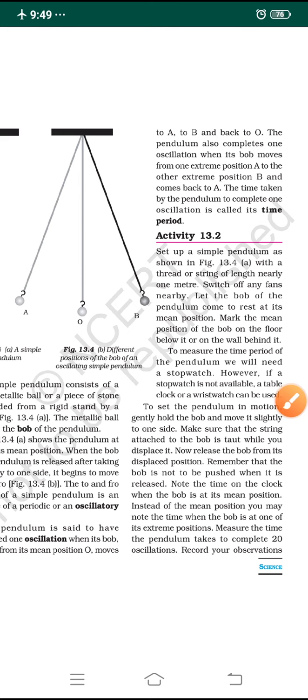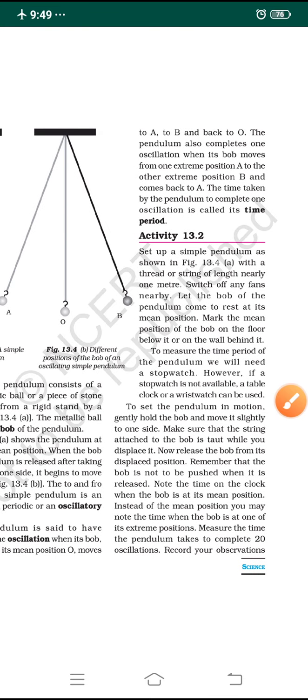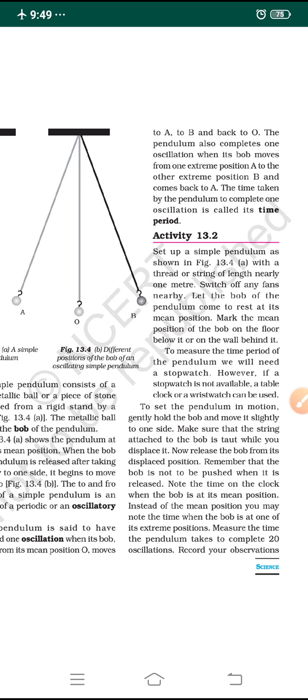Later on, remember that the bob is at its mean position. Instead of the mean position, you may also make it move, but note down that the bob is at one of its extreme positions, and measure the time the pendulum takes to complete 20 oscillations. What you need to do is just measure the time.